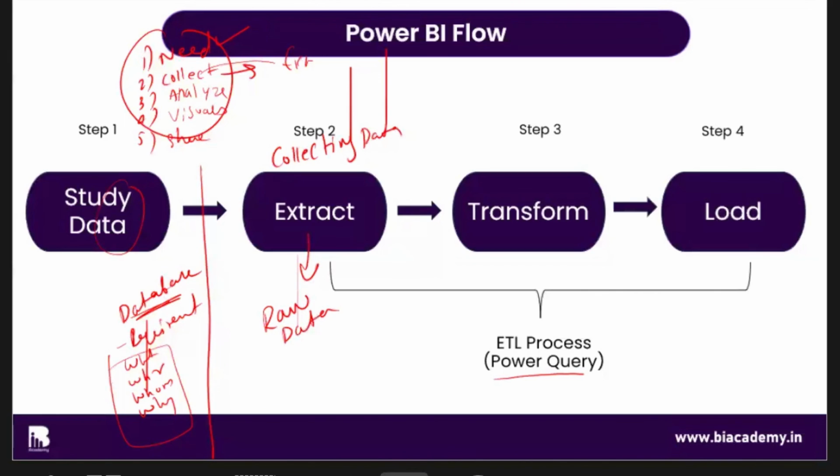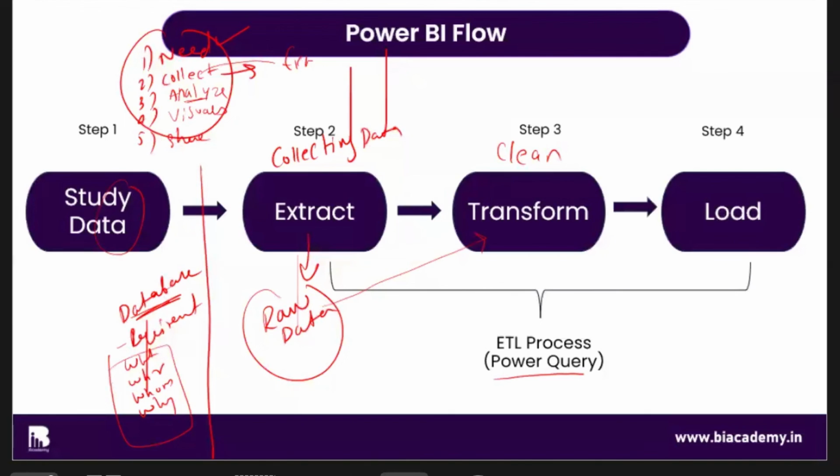Right? Collection of data from multiple sources, which is raw data. Then we bring this raw data into transform, which is also called analyze. Step number 3, analyze, where we clean the data. So transform is nothing but cleaning the data.